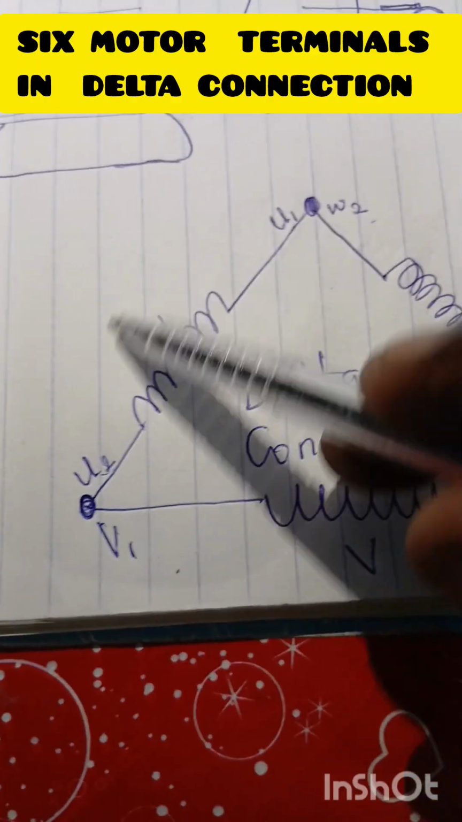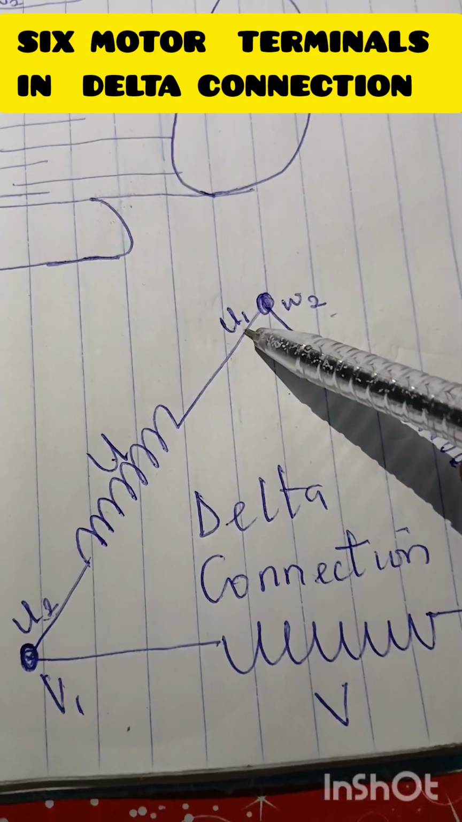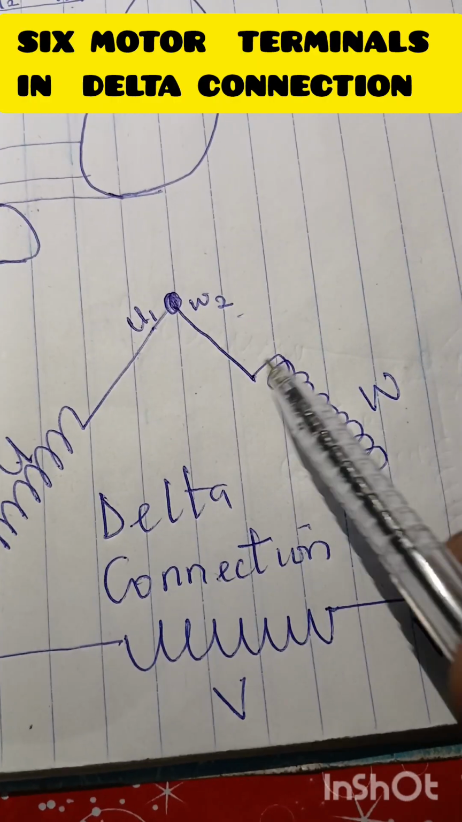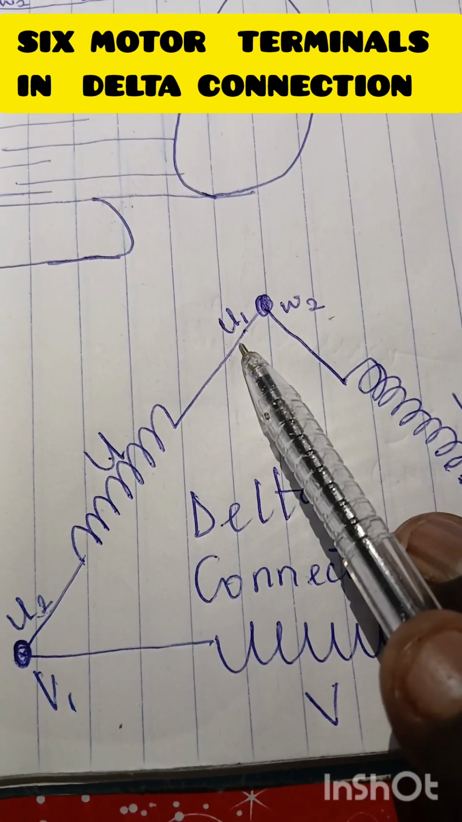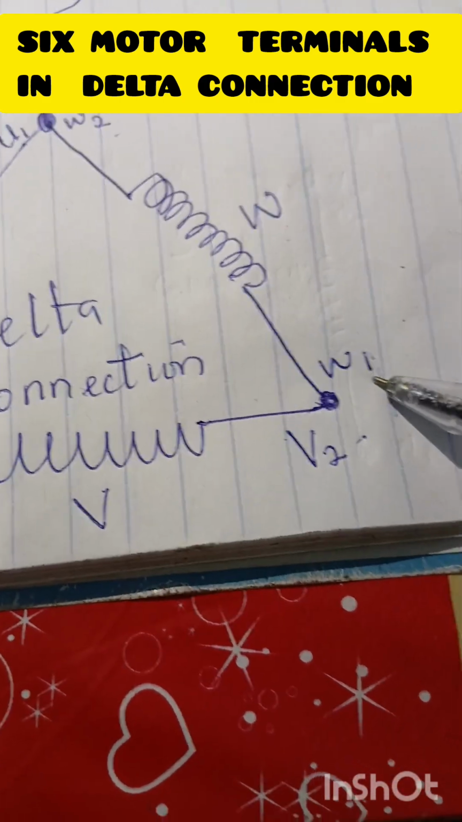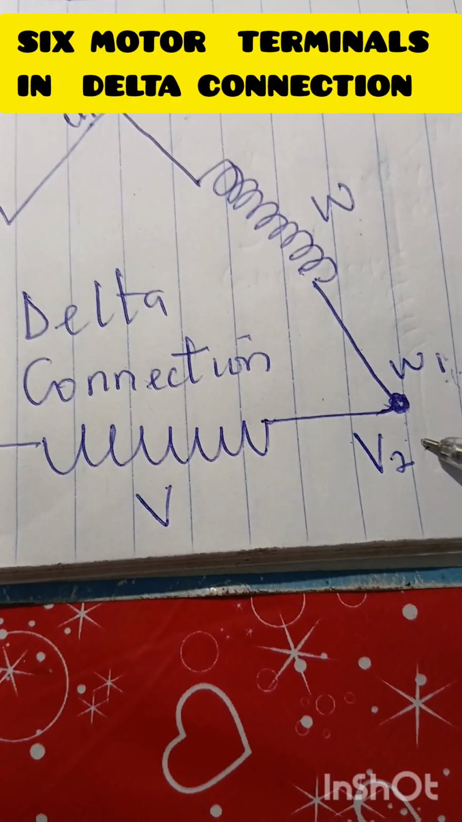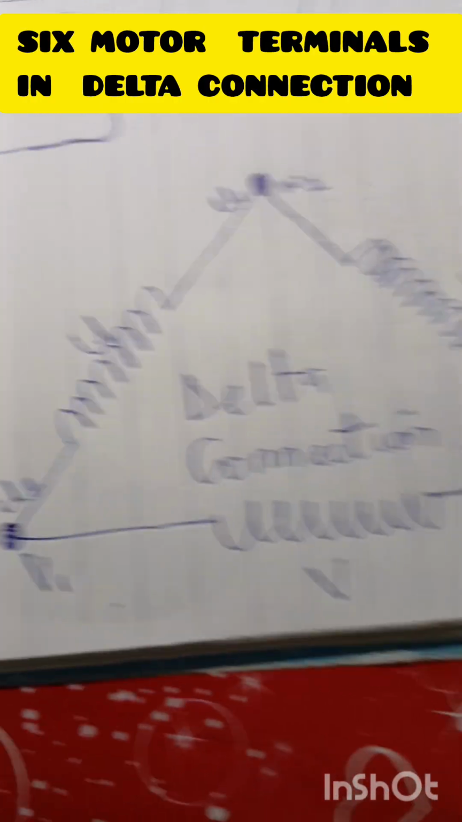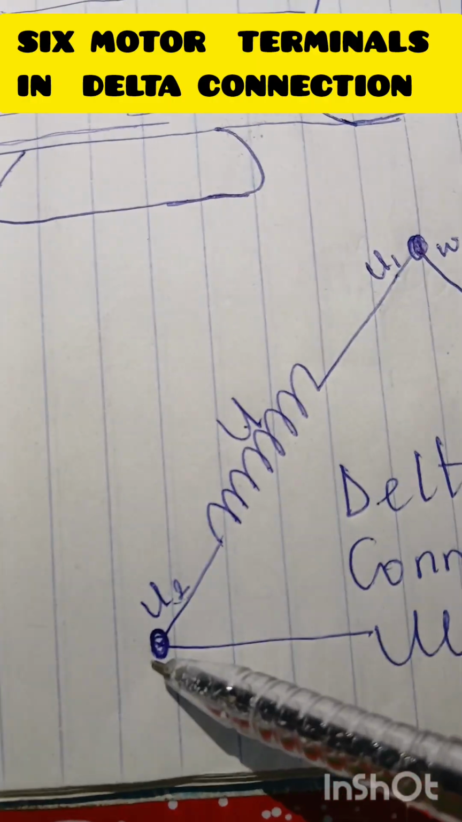Now, how do we achieve this delta connection? You can see the start of U coil is linked to the end of W coil. Have you seen that is U1 to W2, start to end. Let us look at this place also. Start of W to the end of V coil, W1, V2. Look at this one. The start is V1 for coil V and the end is U2 for coil U.